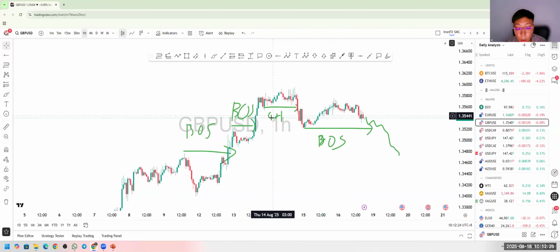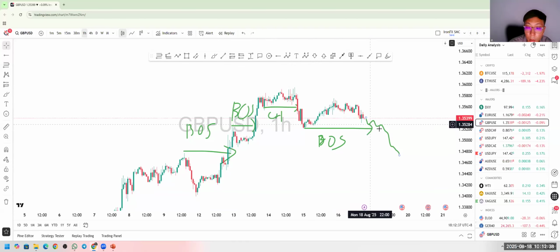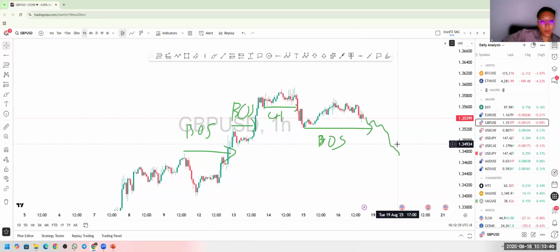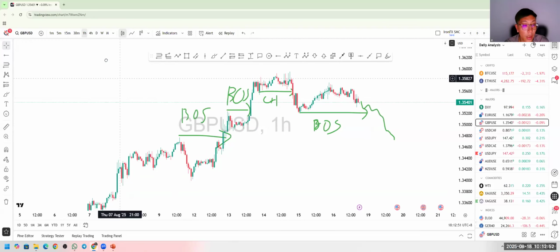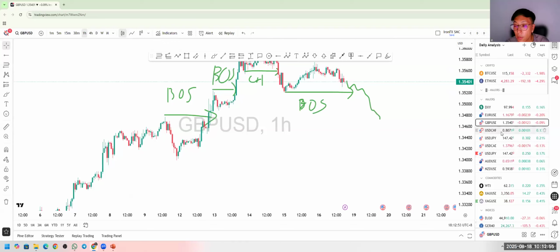It might seem a little bit confusing, but basically change of character just means reversal. After we have one change of character, let's say price continues in that direction, then it will continue to be break of structure. Nothing too complicated, it's just how you view it. If you practice long enough, you can easily spot a lot of this.